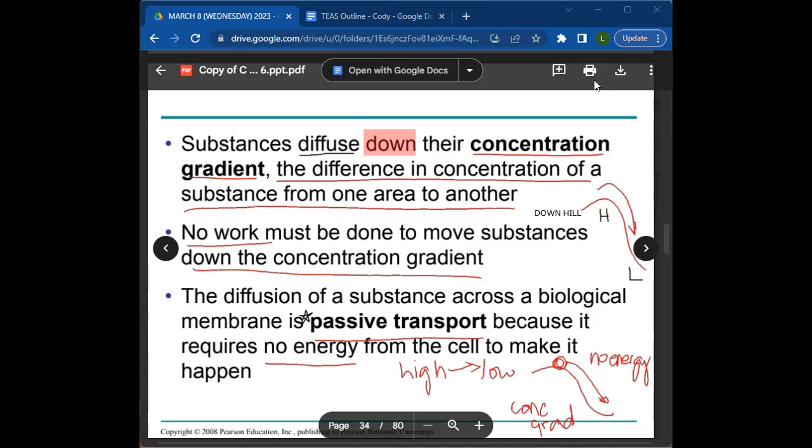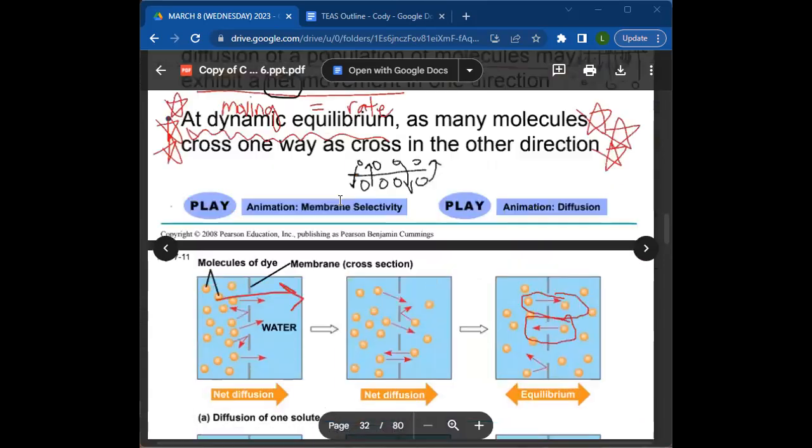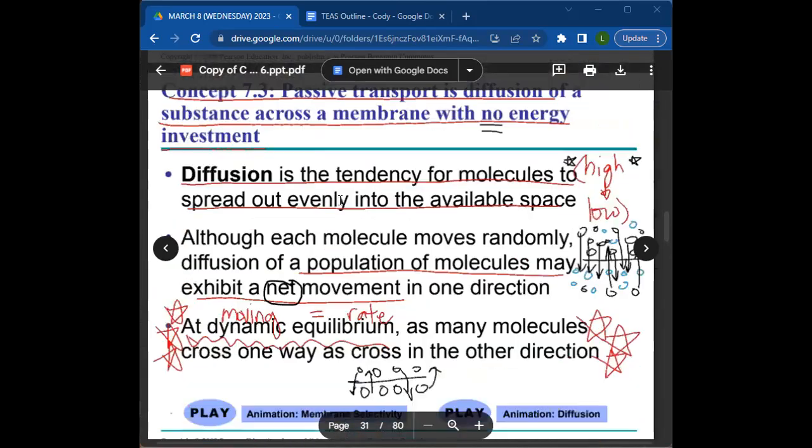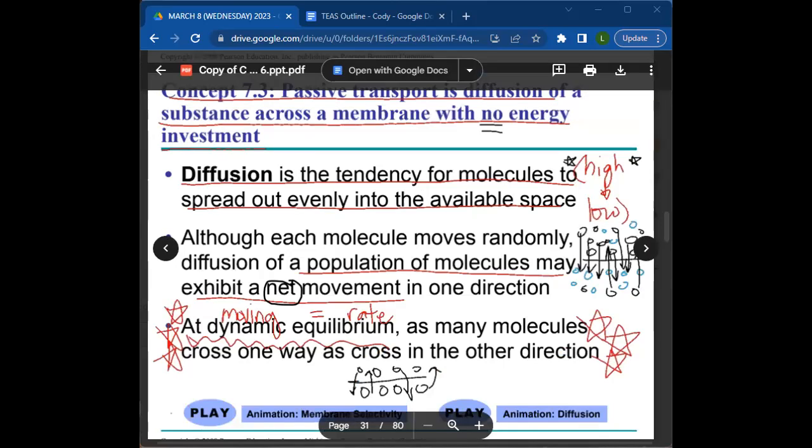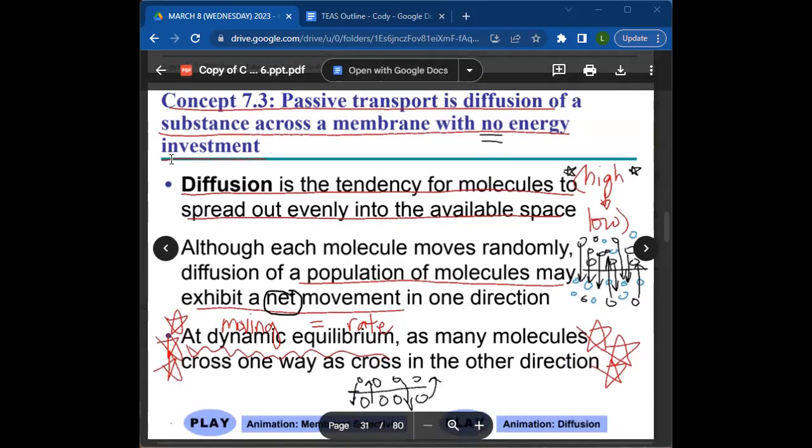Now let's take a look at the first type of passive transport. The first type of passive transport is diffusion. Sometimes it's called simple diffusion, so you might hear either term. Simple diffusion is basically what we said: movement of a substance from high concentration to low concentration, and it's done without the help of a protein. No protein is required for simple diffusion.